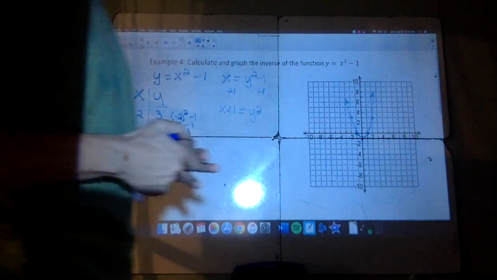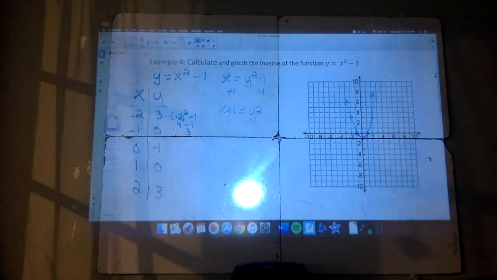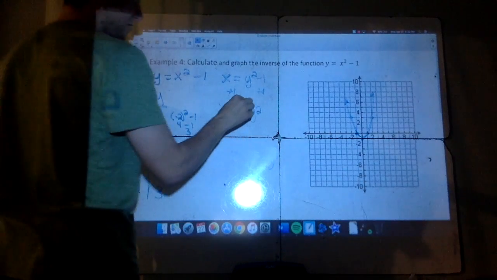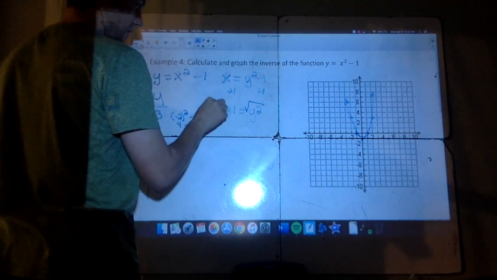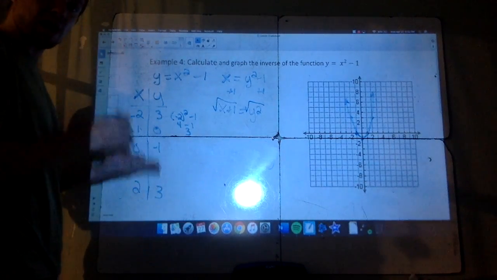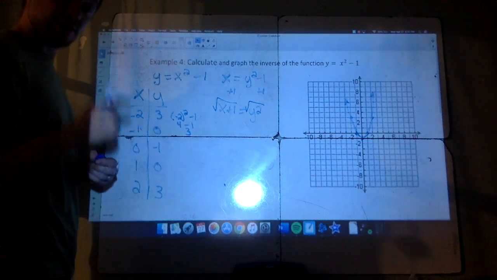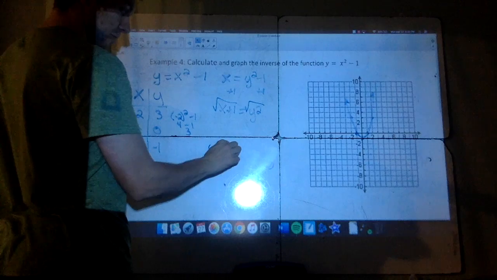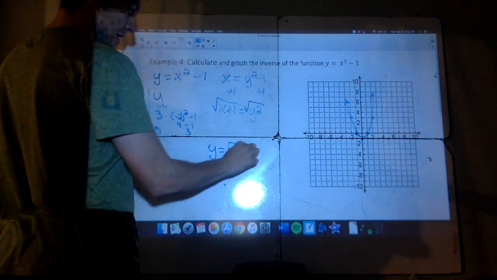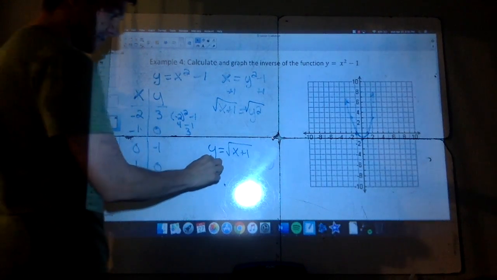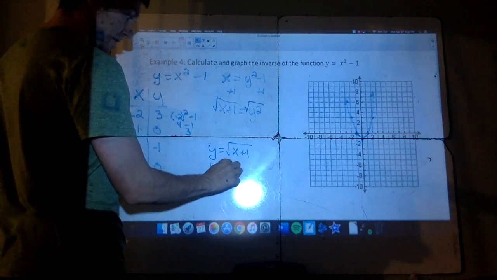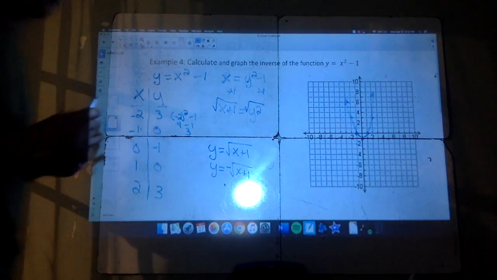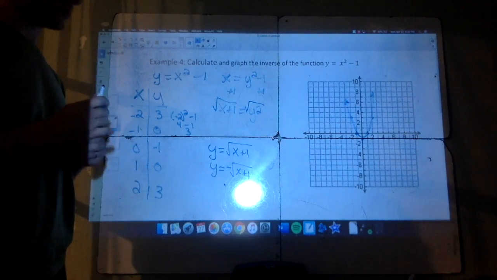And here's the big important step you need to remember: when you square root something, square rooting undoes the squared. When we square root something, we have to have a positive and a negative. So we actually get two equations here. We get y equals the square root of x plus 1, and y equals the negative square root of x plus 1. So now we have to graph both of those equations.